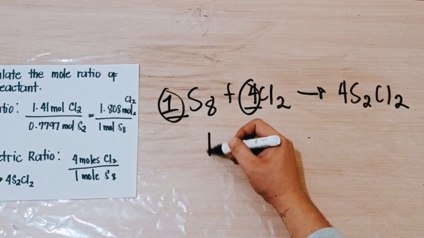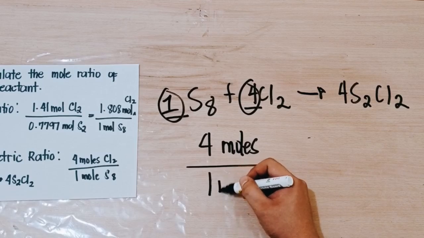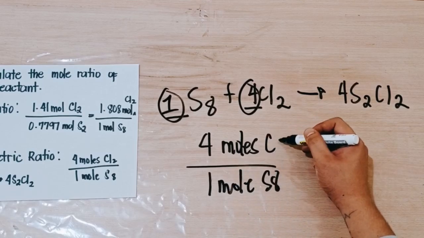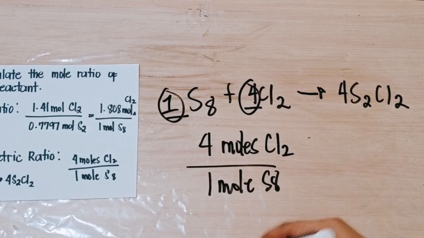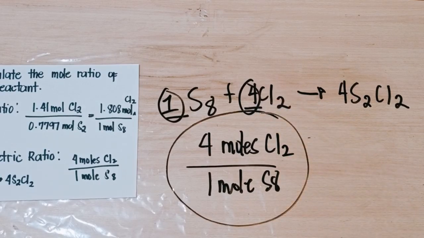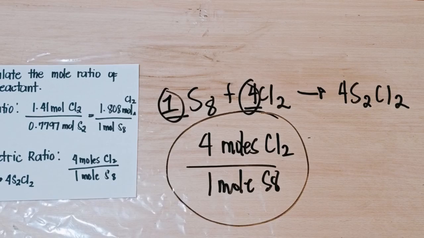So we have 4 moles divided by 1 mole of sulfur and 4 moles of chlorine. I-divide mo na yung dalawa. So ito yung tinatawag nating stoichiometric ratio. So kung kalalabasan yung dalawang reaction na yan, yun yung tinatawag nating stoichiometric ratio.